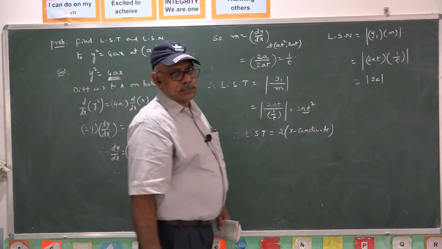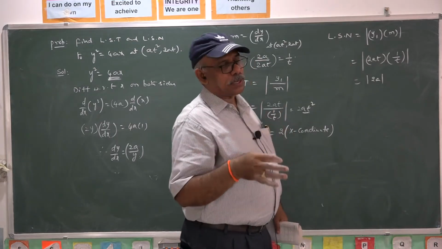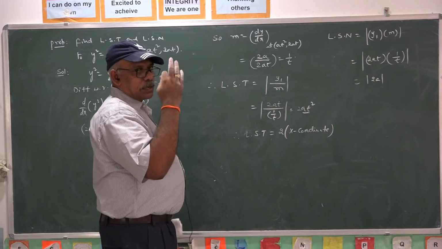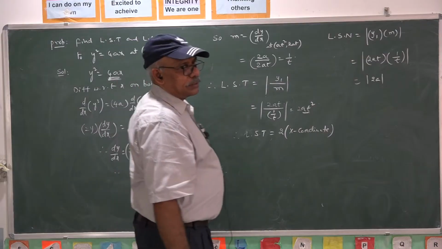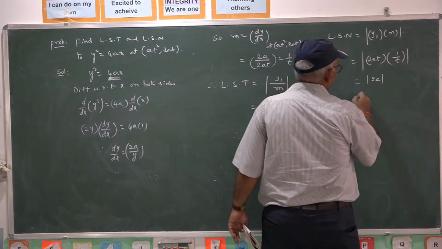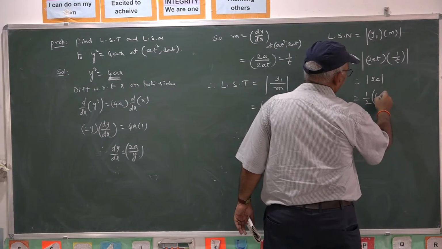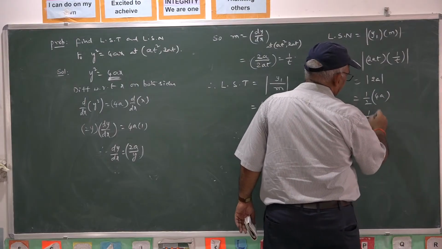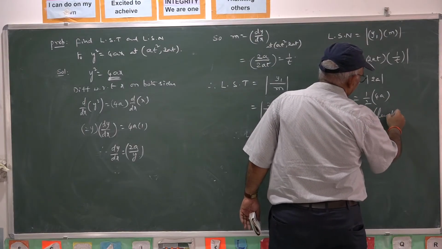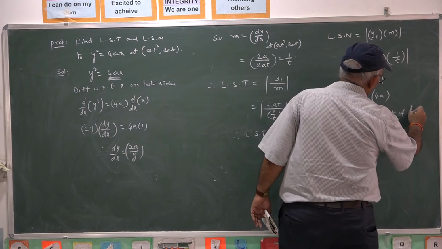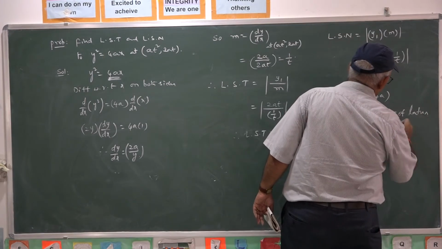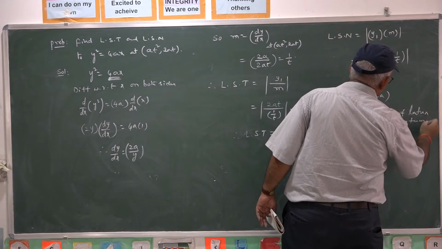So, the length of the subnormal at any point on the parabola is always equal to half that of the length of latus rectum. This is half of 4a, which is half the length of latus rectum of the parabola.